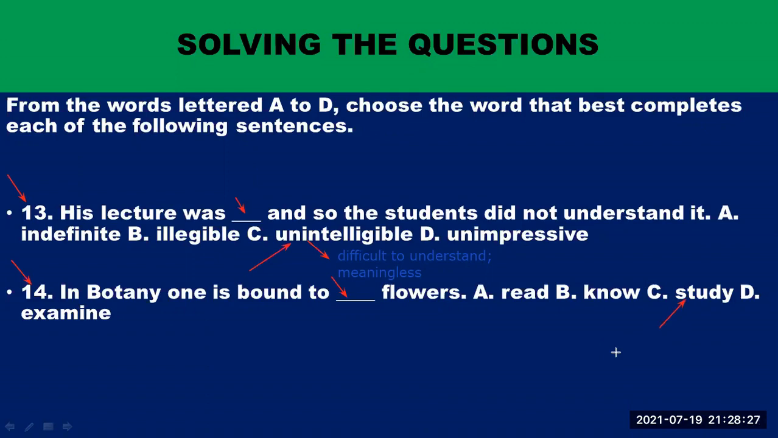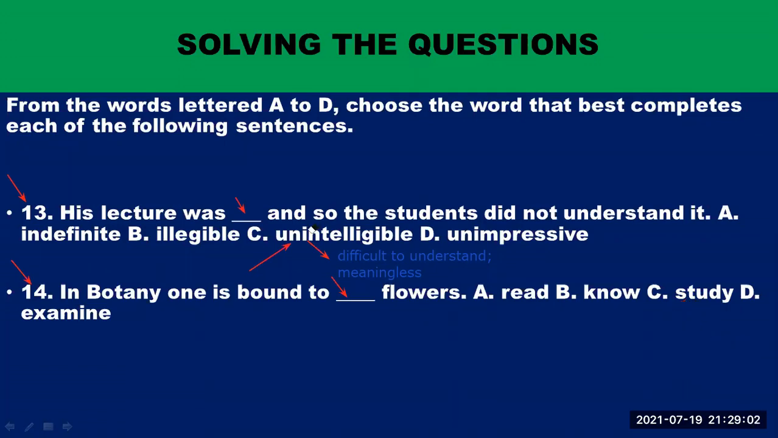C is study, and that is the appropriate word. In botany, one is bound to study flowers. When you study something, that is what you are there to do. If you are studying botany at a university, you are there to study plants, and flowers are part of what you have to study. Now, option D is examine, and of course, that is not the exact collocate. You don't examine flowers, you study flowers.